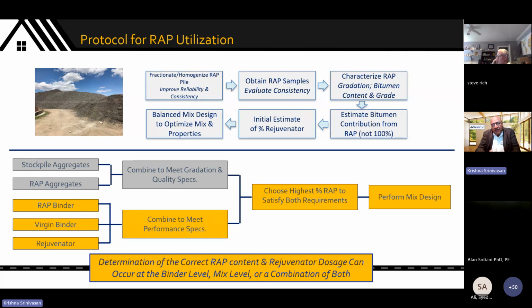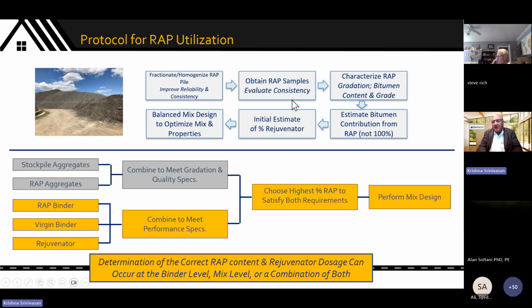So this is kind of a blueprint of what I will be talking about in terms of design philosophy. The top half of it is very, very elementary. You need a reliable, consistent source of material.